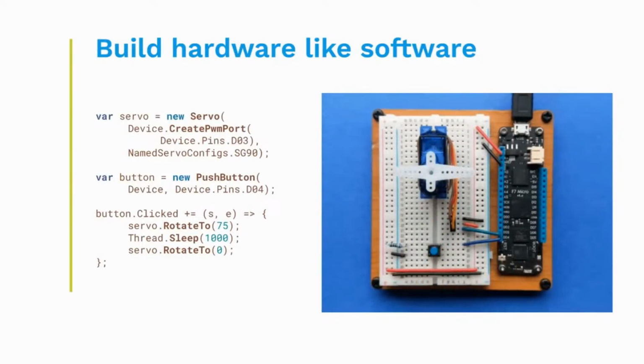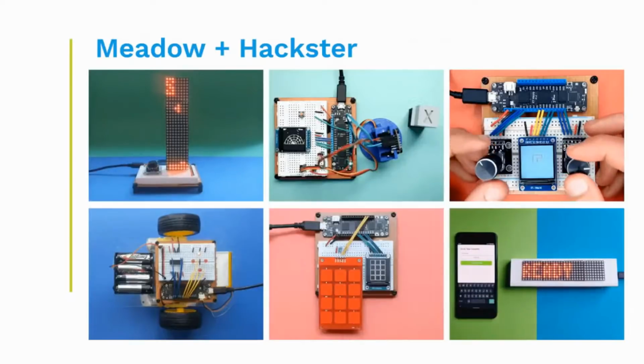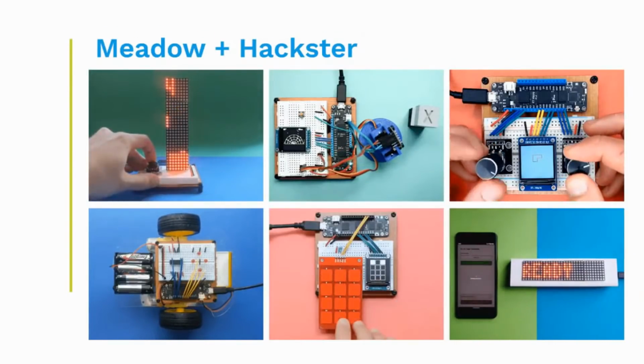So if we look on the left, imagine we want to control a servo. Sounds like a complex thing. Well, with Meadow, we would instantiate a servo object, new servo. You tell it where it's plugged in physically onto the Meadow board, and possibly pass in some specific configurations, in this case, the type of servo it is, and that's it. And now we can interact with the hardware in software. It's just regular .NET coding. And this really opens up a world of opportunities.